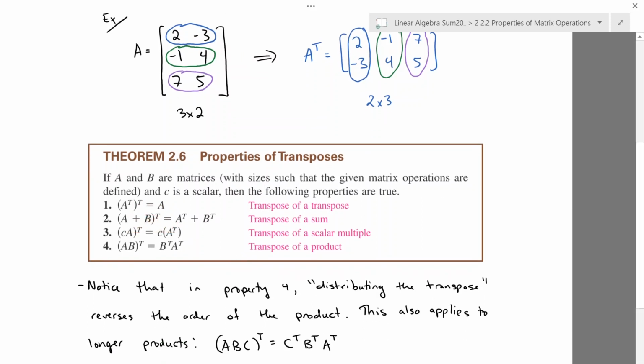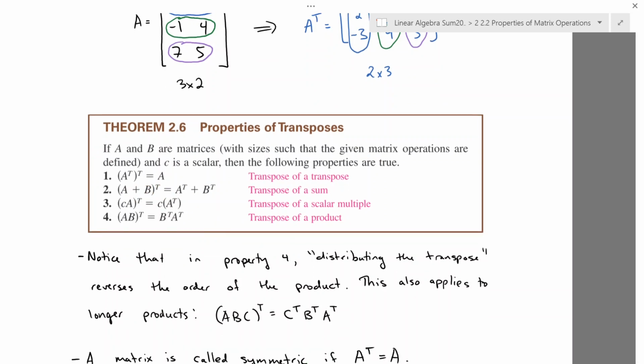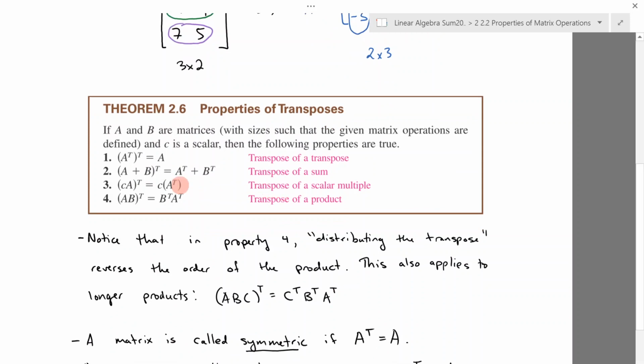Property 2 says that the transpose of a sum is the same as the sum of the transposes. So you can distribute, in a sense, the transpose over a sum. And then there is the transpose of a scalar multiple. That's pretty straightforward.